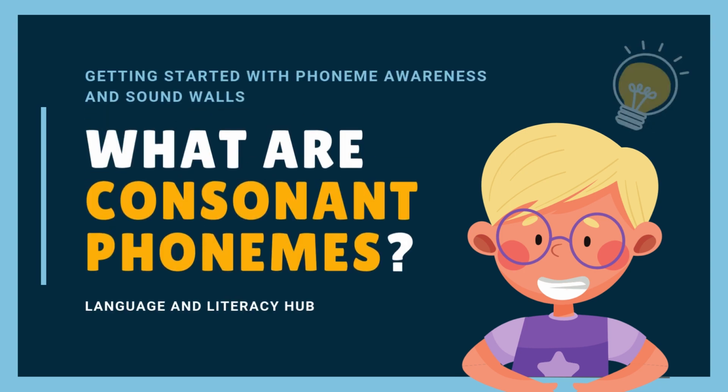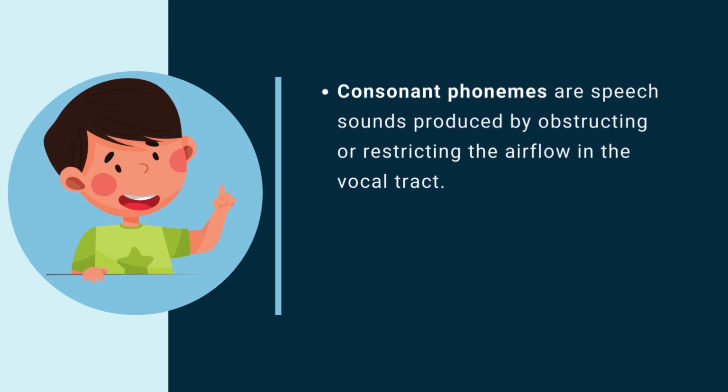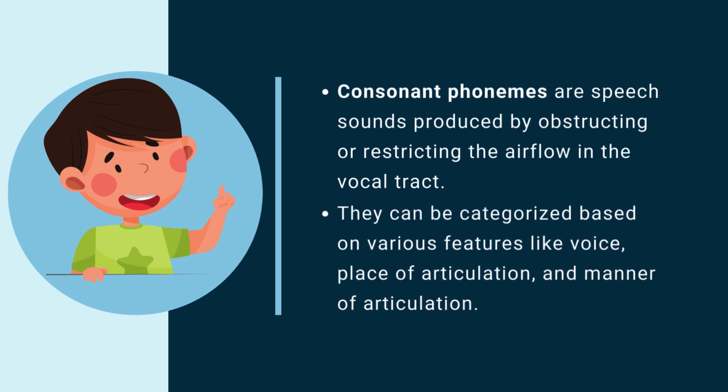What are consonant phonemes? Consonant phonemes are speech sounds produced by obstructing or restricting the airflow in the vocal tract. They can be categorized based on various features like voice, place of articulation, and manner of articulation.